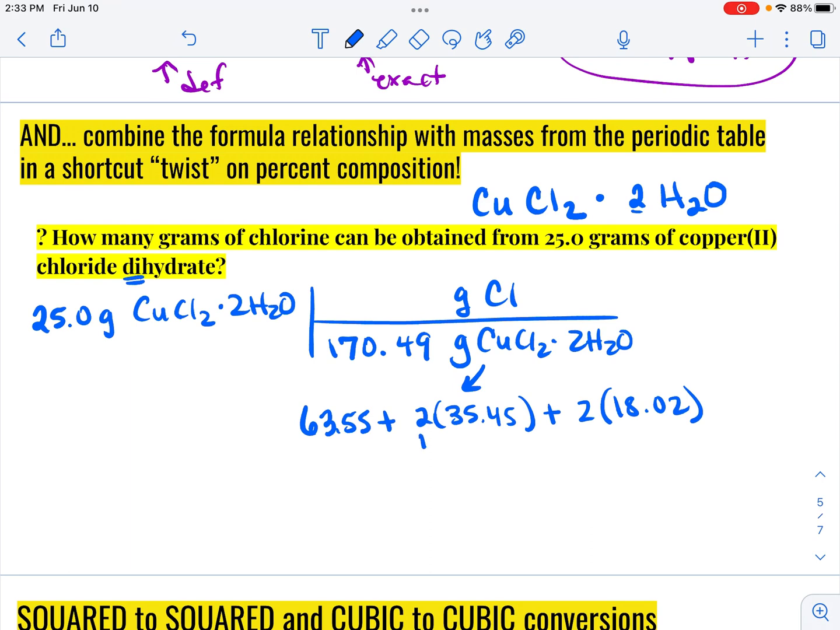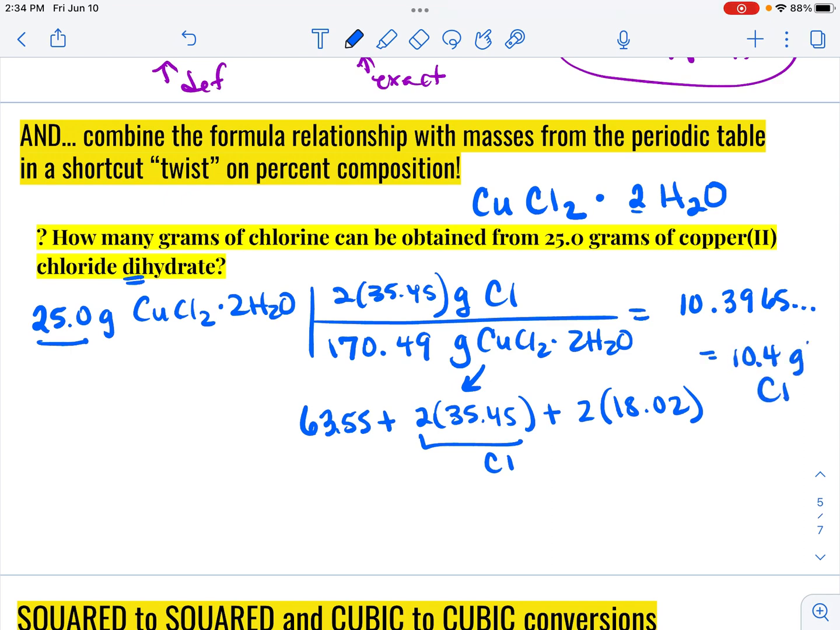And this was the Cl, right? So I'm going to put 2 times 35.45 grams of the Cl. And from the relationship of the molar masses in that compound and the atoms and the elements of the compound, I can find that relationship. So this is 10.3965, a bunch of numbers. This is random conversions from the periodic table, so my sig figs are going to come from my given. It has 3, so that would be 10.4 grams of Cl. This is a great twist. We use it all the time. You may want to practice that a lot.